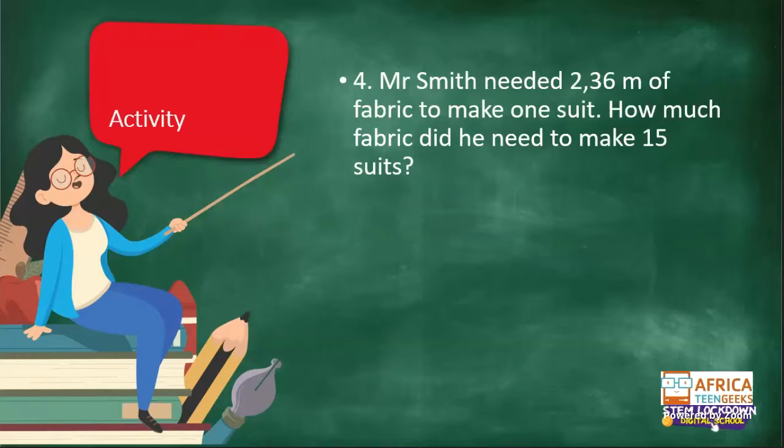Exactly. So you just multiply the two. So you multiply the original meters there, which is 2,36 meters, by 15. So you multiply them to get what the 15 suits will need. All right. I hope that now I'm clearer. Right. Am I still breaking up?